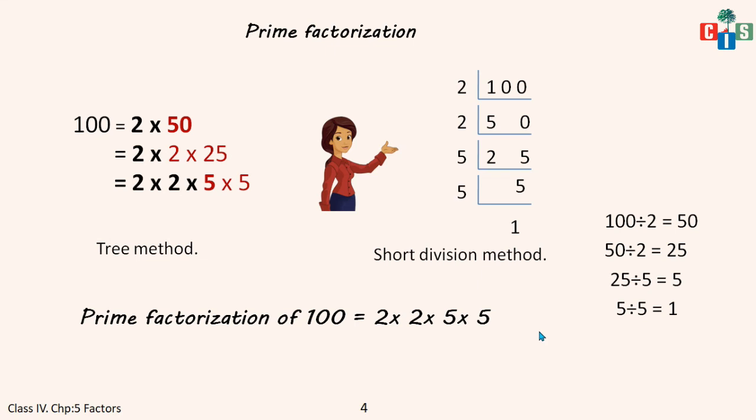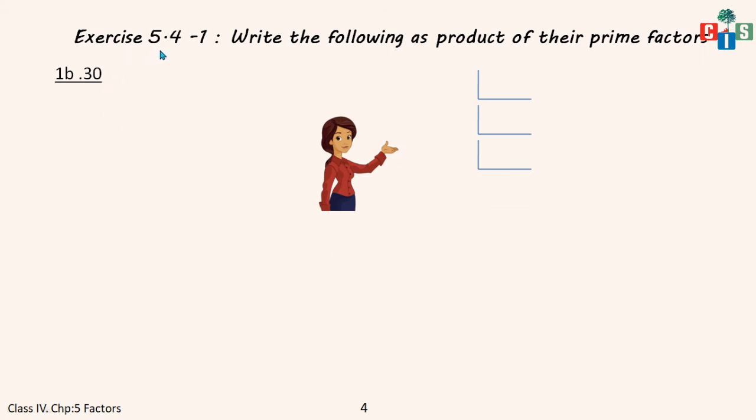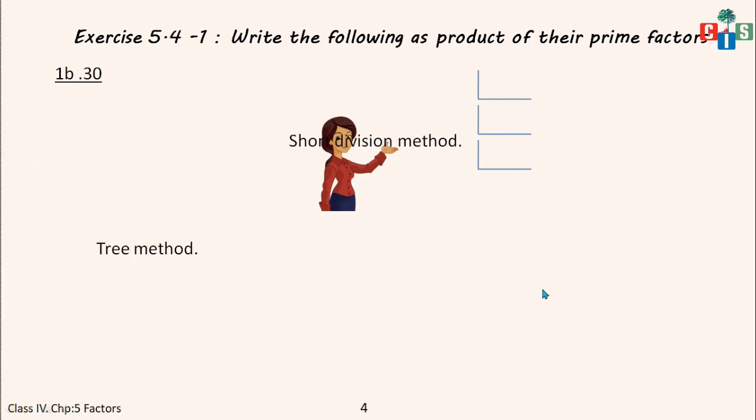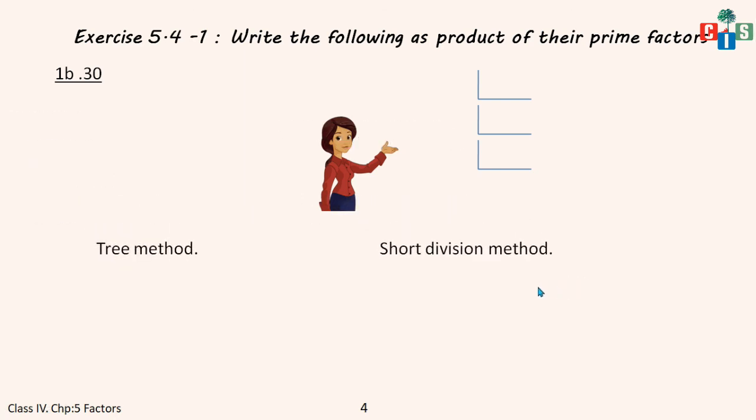Okay. Now observe, students, whichever method you follow, you will get the same answer. Obviously, whatever the method, the answer will be the same. So let's take the example from exercise 5.1, wherein you have to represent a number as a product of prime factors. It's 1b and the question is 30. Let's do it either way, tree method or short division method. First we will solve by the short division method.